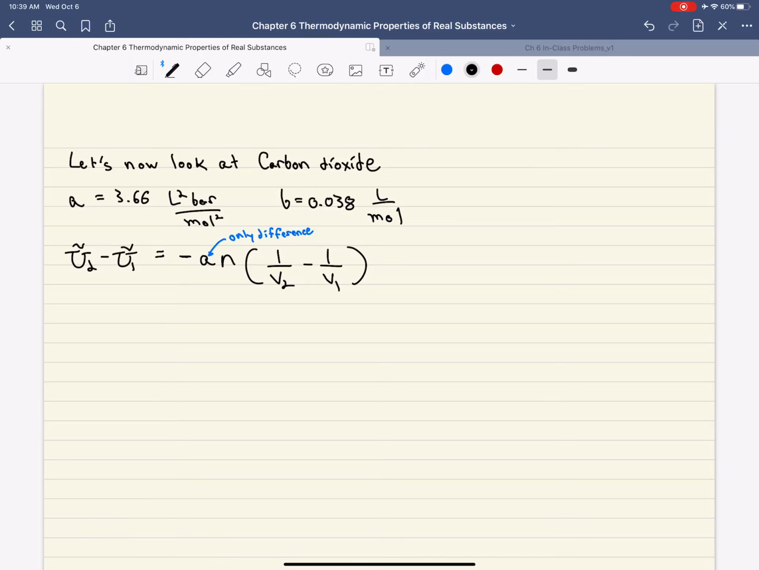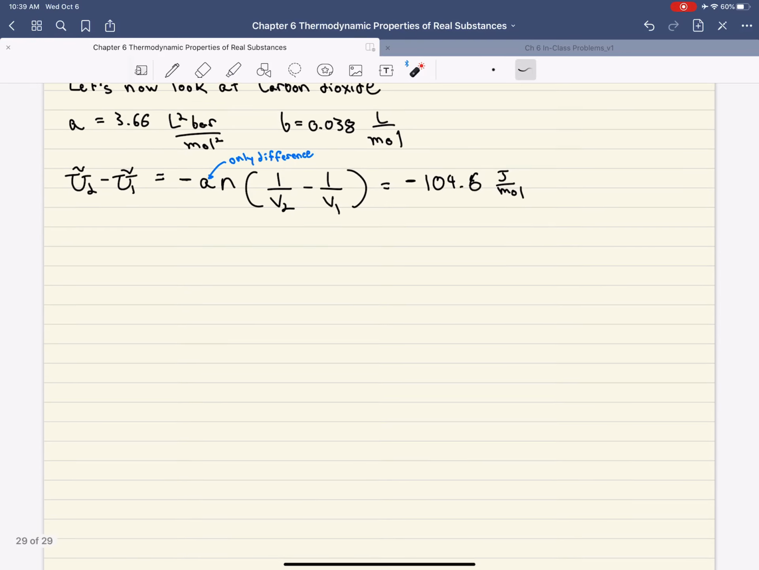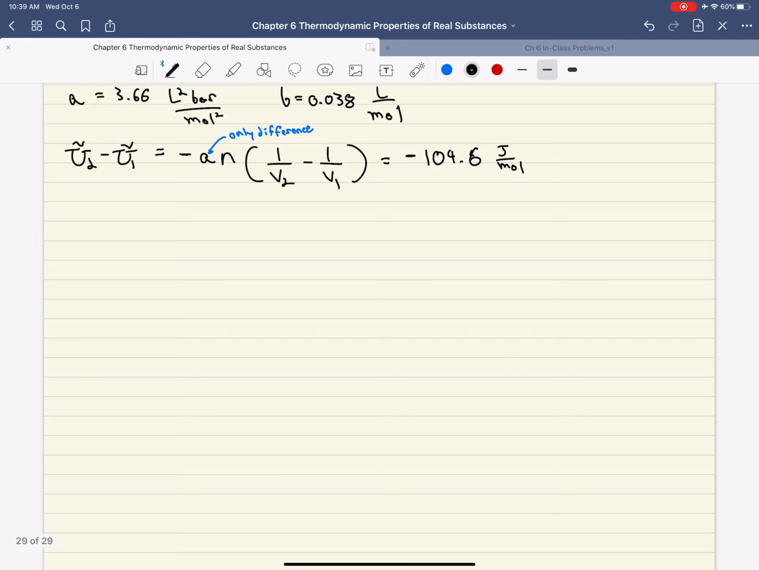And so we have a different A parameter, and so if we plug this in, what we see is that the change in internal energy of our system is now minus 104.6 joules per mole. For nitrogen, it was only minus 40. But for carbon dioxide, we get an even more negative number. Right? So that immediately shows us the utility of using the van der Waals gas. It shows us how the system is affected if we use different gases. So we see a bigger drop in internal energy.